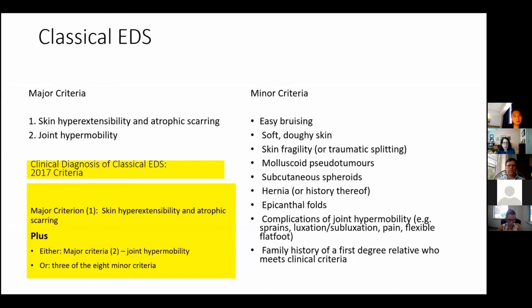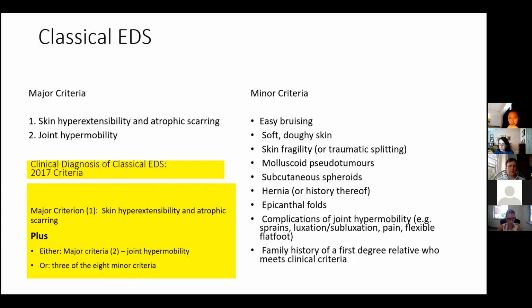For the classical type of Ehlers-Danlos syndrome, we can make a clinical diagnosis if they have the major criterion 1, which is the skin hyperextensibility and atrophic scarring. And then in addition, either the major criterion 2 of joint hypermobility, generalized joint hypermobility based on the Beighton, or 3 of the 8 minor criteria which are listed here, including easy bruising, soft, doughy skin, skin fragility or traumatic splitting.